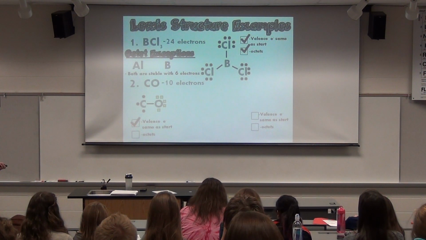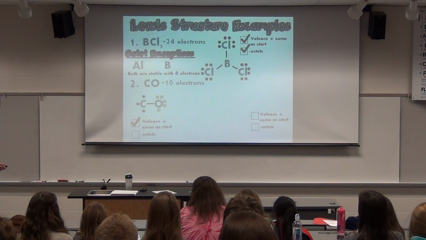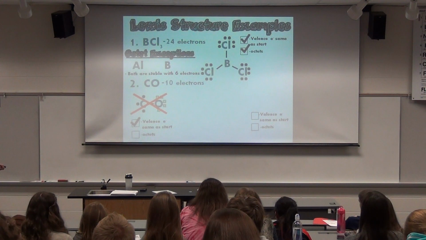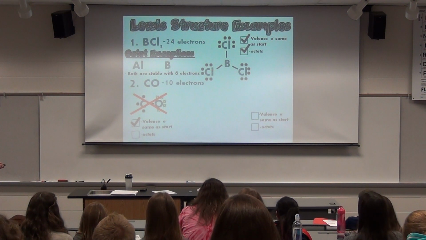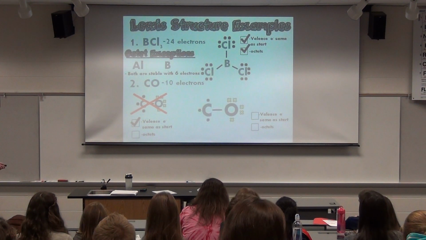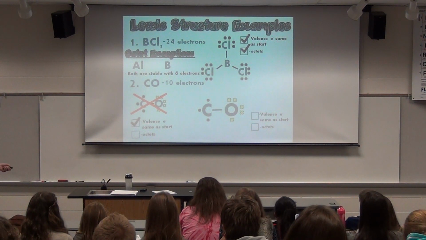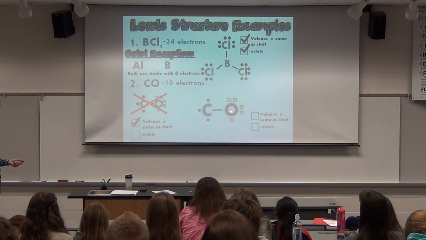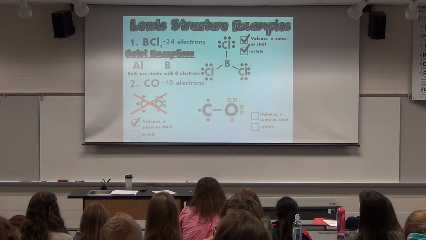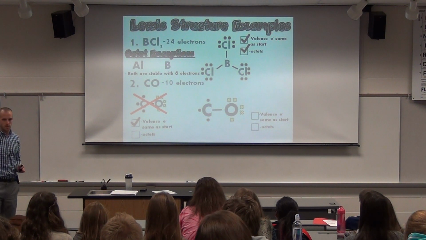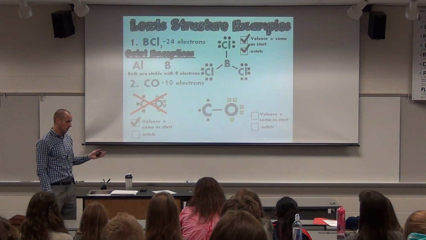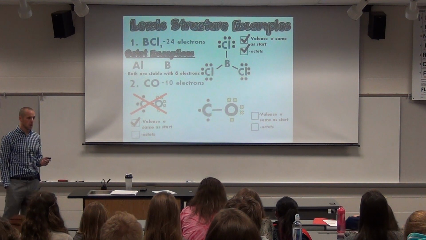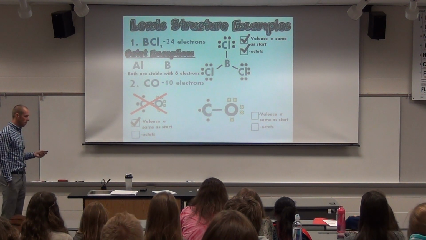What about my octets? Are my octets full right now? No, so this isn't good, is it? That's not complete. So what I need to do, I need to find a way to fill the octets of carbon and oxygen without adding more electrons. I cannot add more electrons here because they literally don't have that many to work with. So I need to work somehow with these 10 electrons to be able to get their octets full.